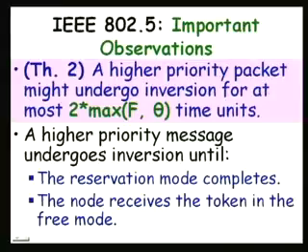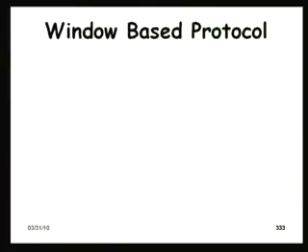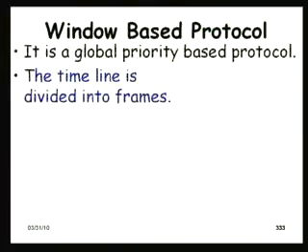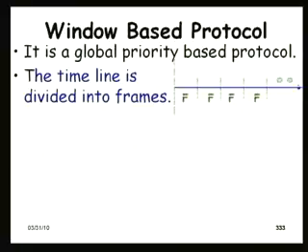So, since both of these take max(f, theta), the time for which a message can undergo inversion would be 2 times max(f, theta). So, these are two important results based on which we will derive some results just a short while from now. We are just looking at the overview of the protocols, and we will see the working of 802.5 in more detail.